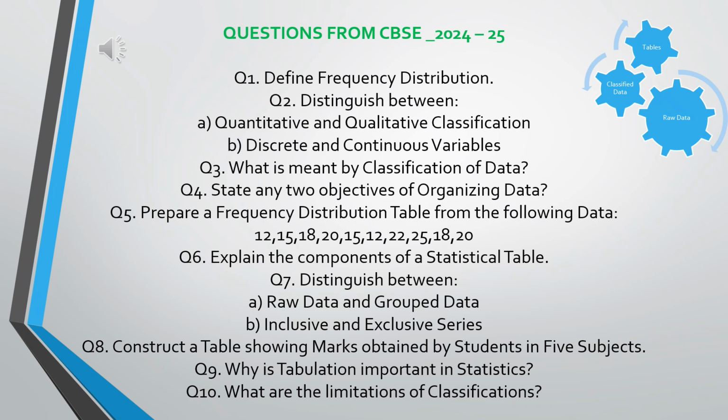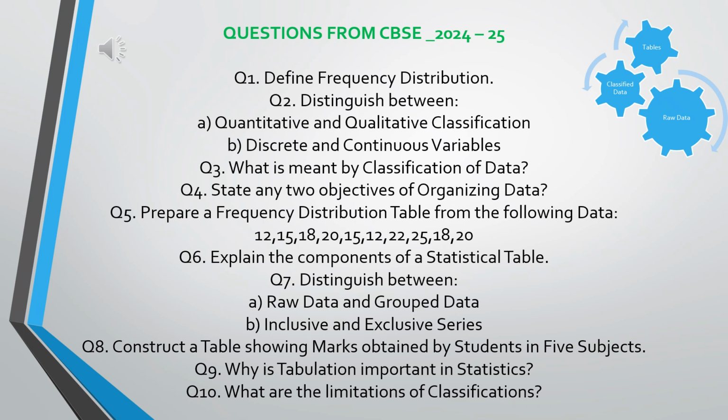Question 5 is prepare a frequency distribution table from the following data. Here the data are given, so we will have to do the frequency distribution table. The data are 12, 15, 18, 20, 15, 20, 12, 22, 25, 18 and 20.